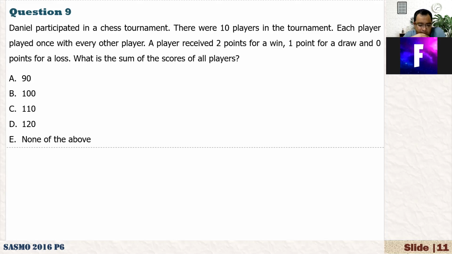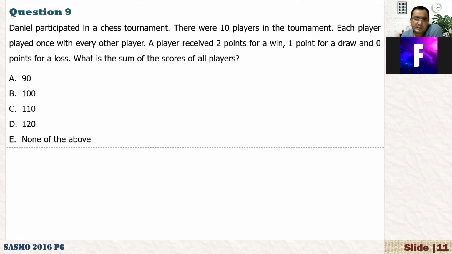That's also an interesting question. But how should we know if they won or drew or lost? How should we know? Let's think a little bit, like Wagif. Okay. Here we're saying Daniel participated in a chess tournament.